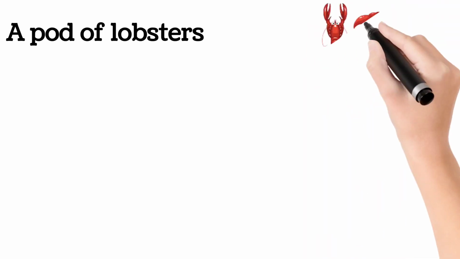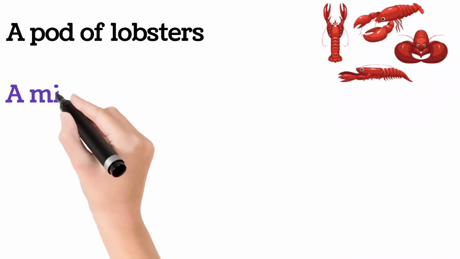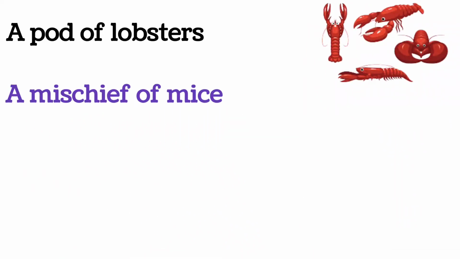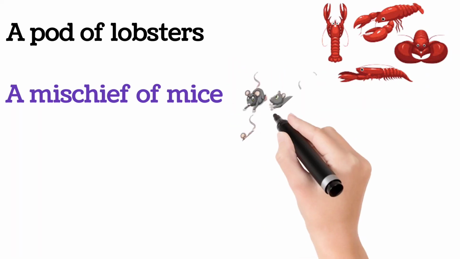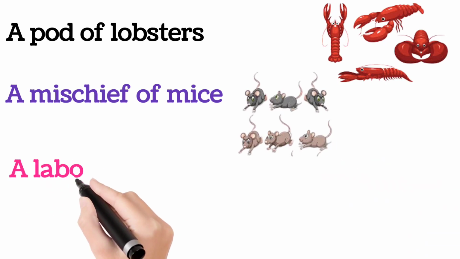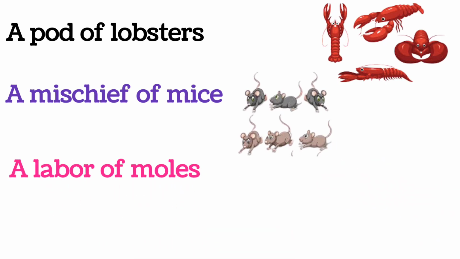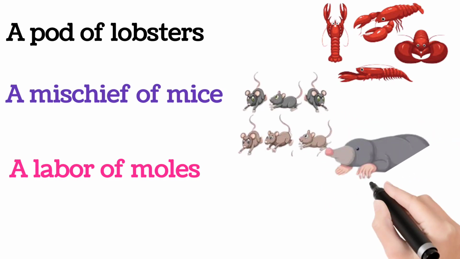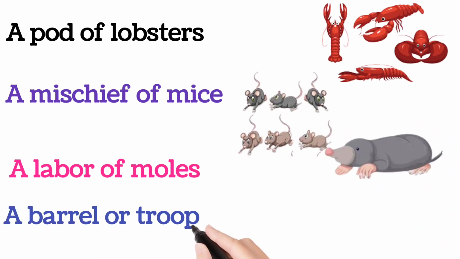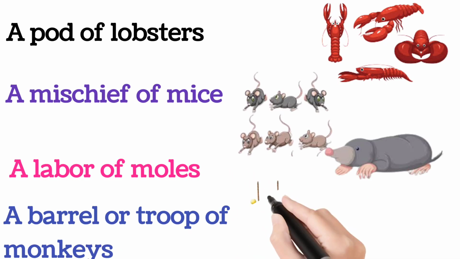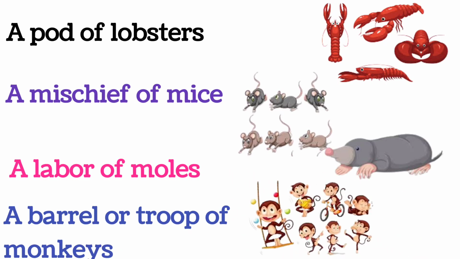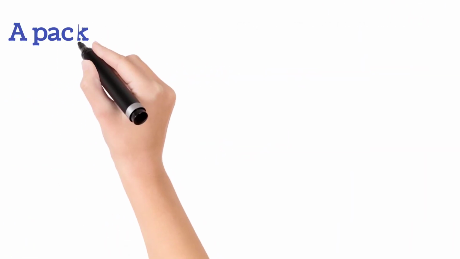A pod of lobsters. Here you can see the lobster. A mischief of mice. Here are the mice. A labour of moles. Here you can see the moles. A barrel or troop of monkeys. The naughty things here: barrel, troop, mischief, labour.